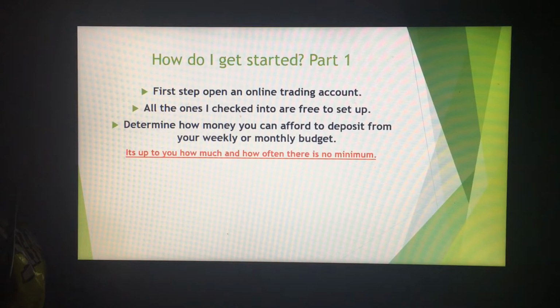The next step would be to determine how much money you can afford to deposit from your weekly or monthly budget. This is completely and 100% up to you. There is never a minimum that I've seen. You can deposit $1 a week, $1 a month, $1 a year. You can deposit $10,000 a week. Whatever you can afford to deposit. Use it more like a savings account as far as the trading accounts.